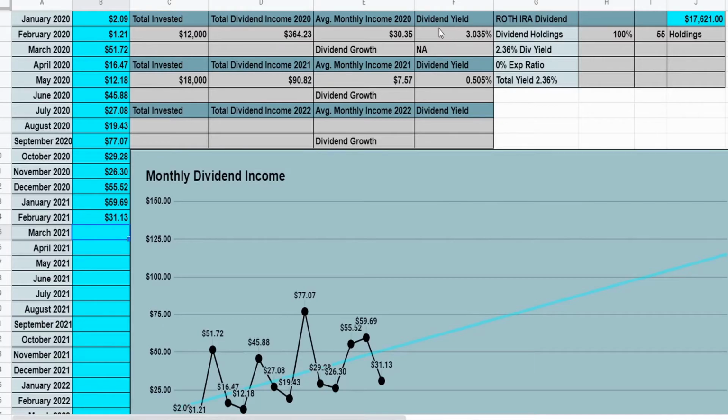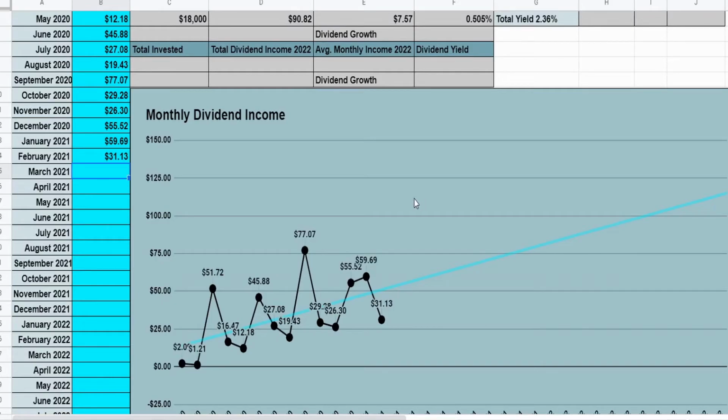So going into 2021, my actual yield might be a little bit lower, but that's fine because over the long run, just like that other graph, that other page we saw, it's going to increase over time. So I just wanted to kind of show you guys my little Excel sheet I had here.